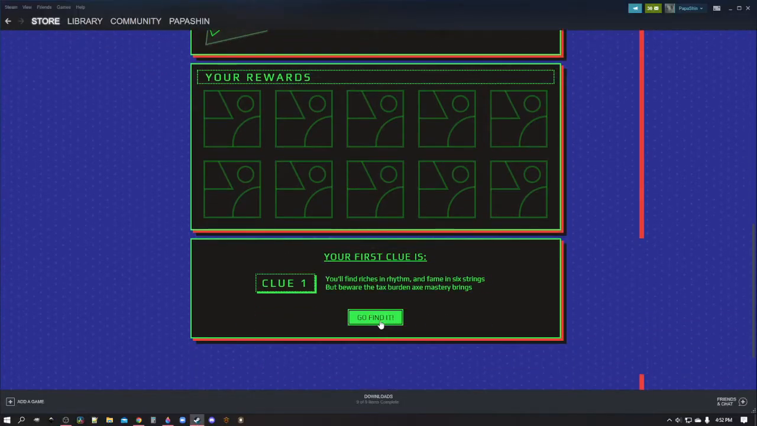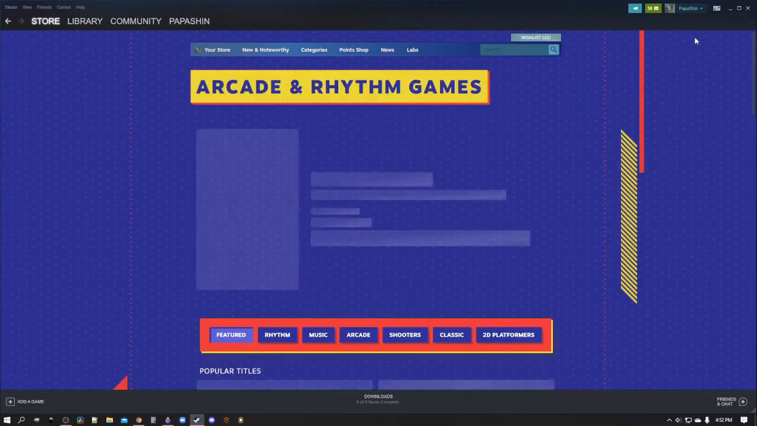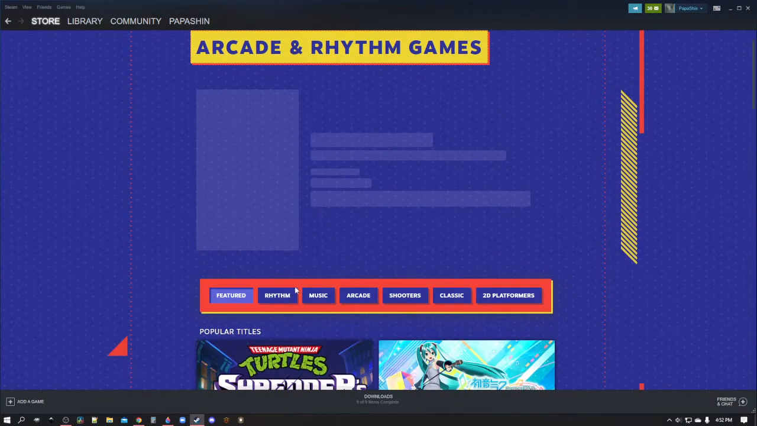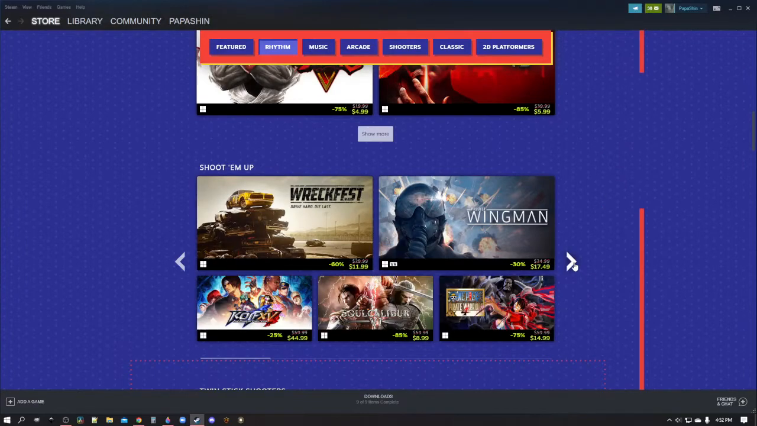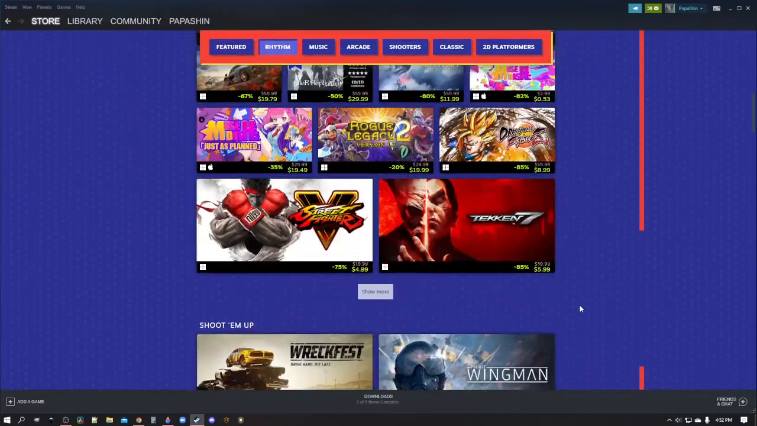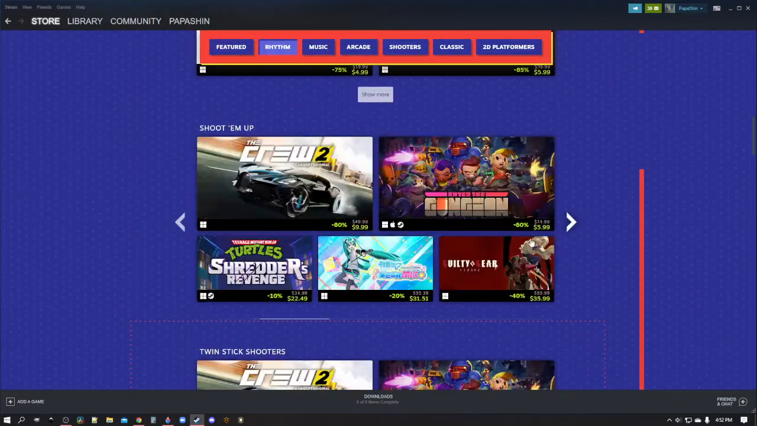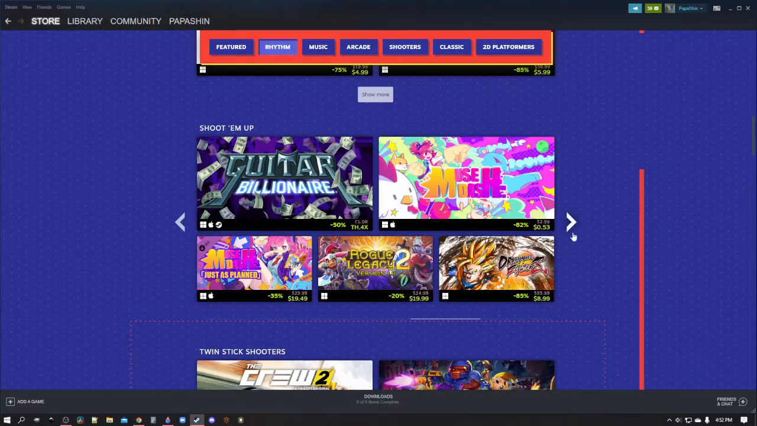The first clue is you'll find riches in the rhythm. I'm currently on my dad's account because I know damn well he's not going to try and look for these, because this is a pain in the ass to do. But yeah, the first one, you want to go to rhythm, and most of these categories have it. What you're looking for is Guitar Billionaire.